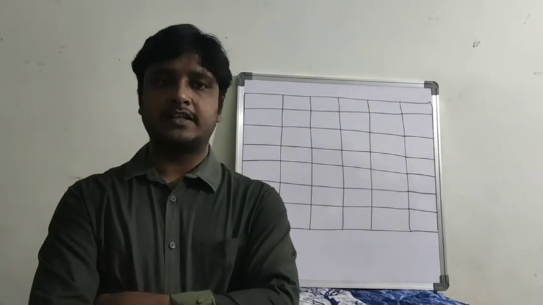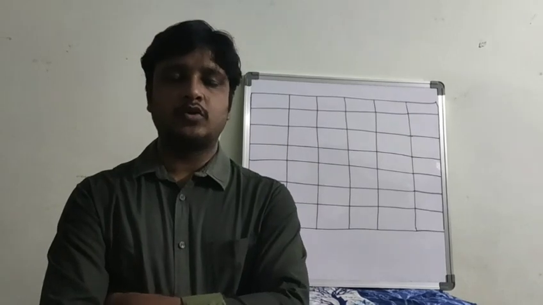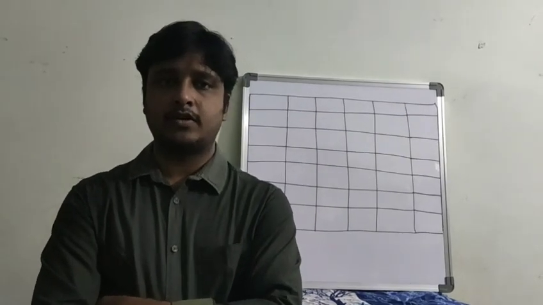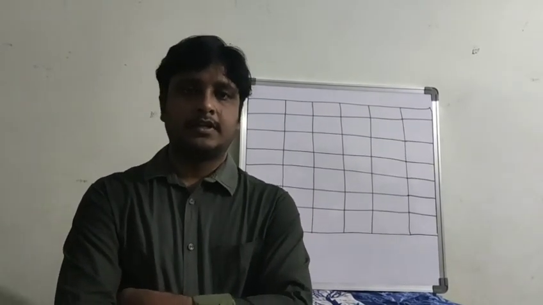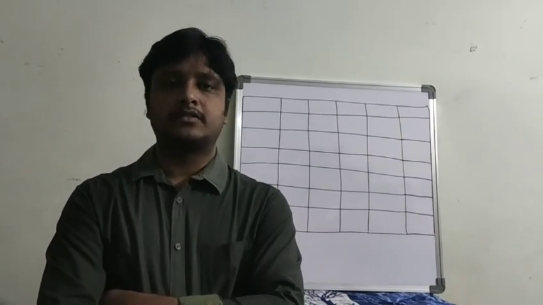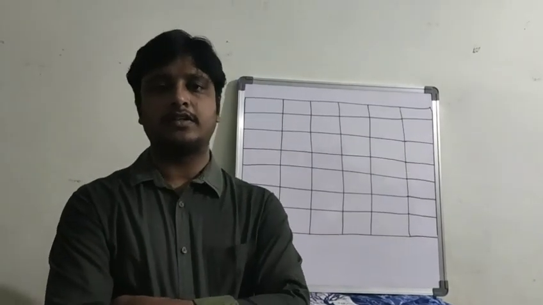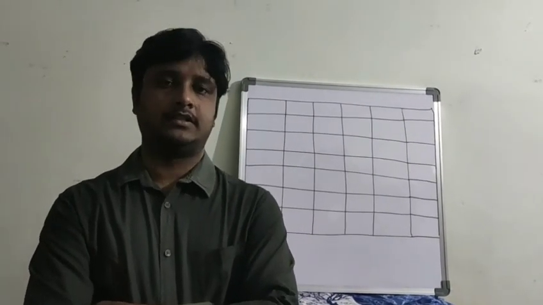The reciprocal of sin theta is cosecant theta, equal to hypotenuse by opposite, and the reciprocal of cos theta is secant theta, equal to hypotenuse by adjacent. Next, tan theta equal to opposite by adjacent, whereas the reciprocal of tan theta is cot theta. Cot theta equal to adjacent by opposite.